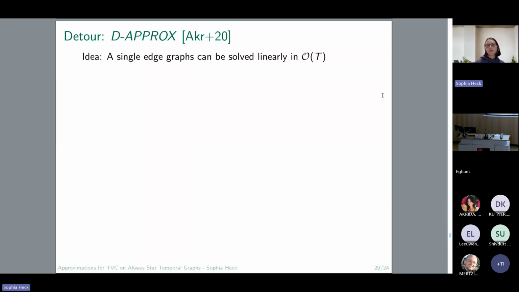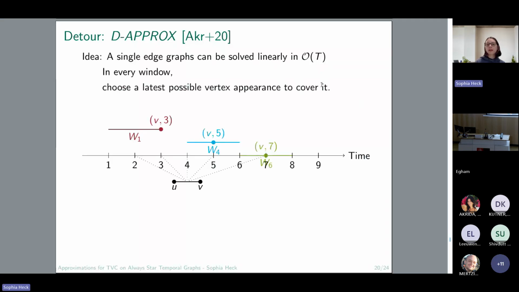The D approximation algorithm was introduced by Agreda et al. And the main idea is that a single edge graph can be solved linearly in O of T time to optimality. So basically, in every time window, the idea is to choose the latest possible vertex appearance to cover it. So if we have our edge UV, for example, and it appears in time steps 2, 3, 4, 5, and 7, then we just take the first window and take the latest appearance, which is 3, to cover it. So we are good for windows 1 to 3. So the next window we consider is window 4. The latest appearance to cover it would be the 5, and so on.